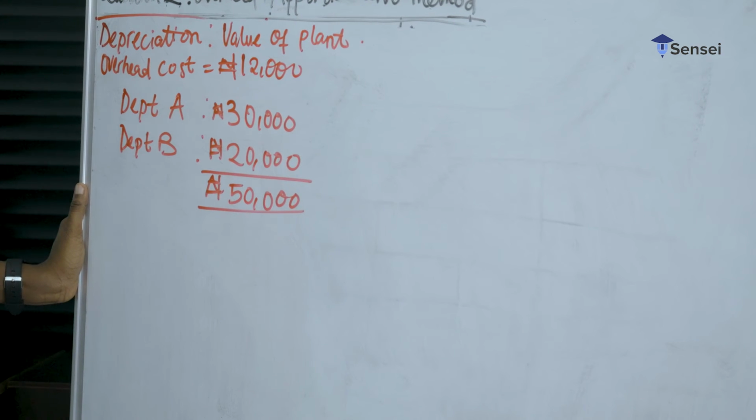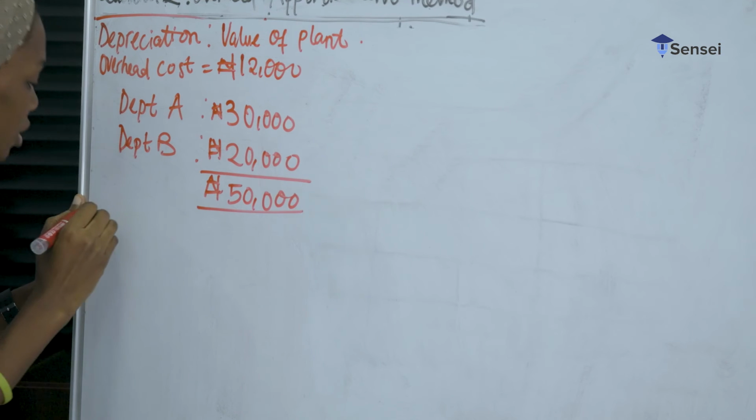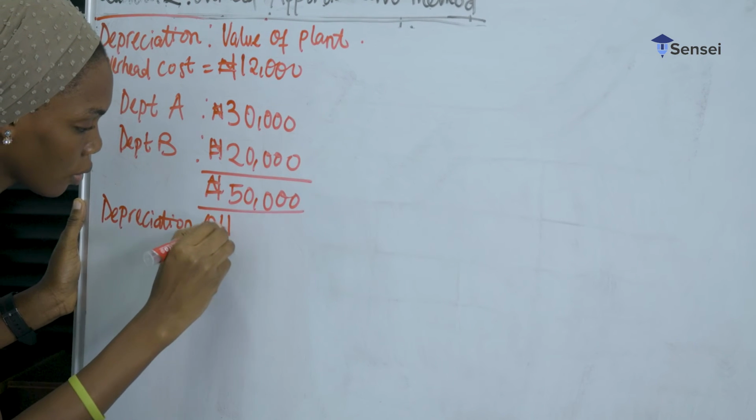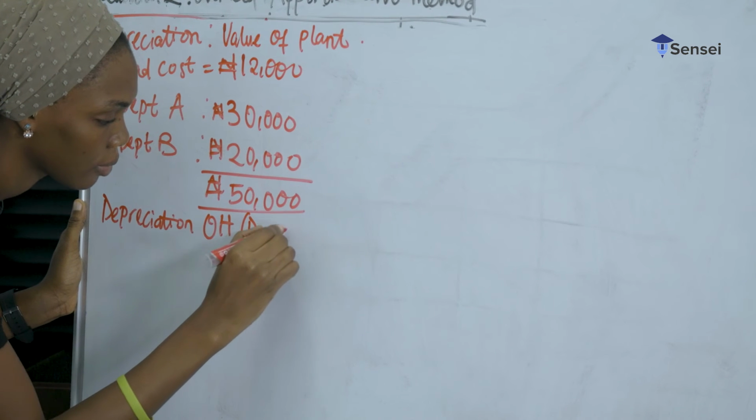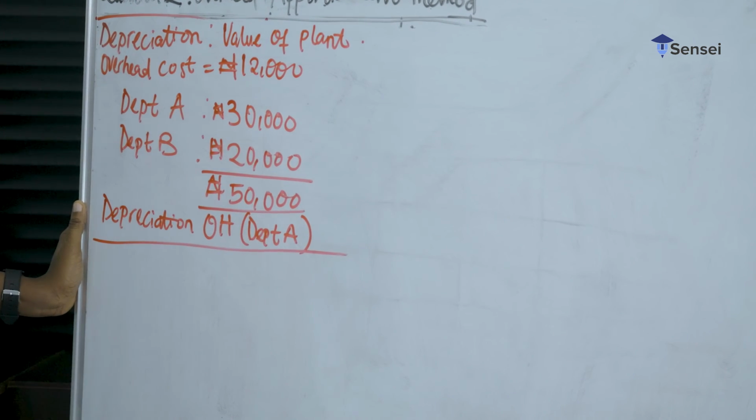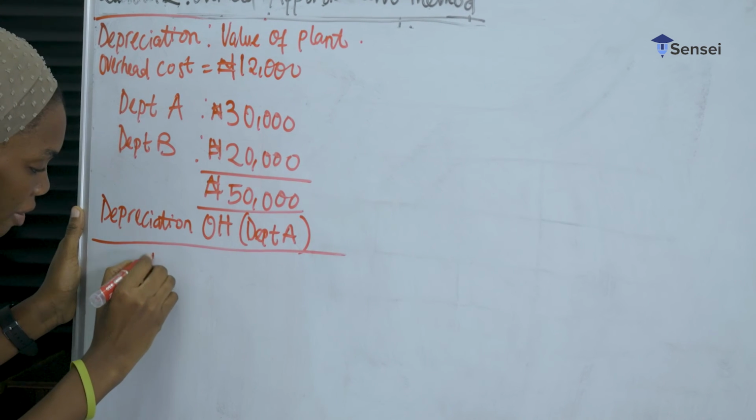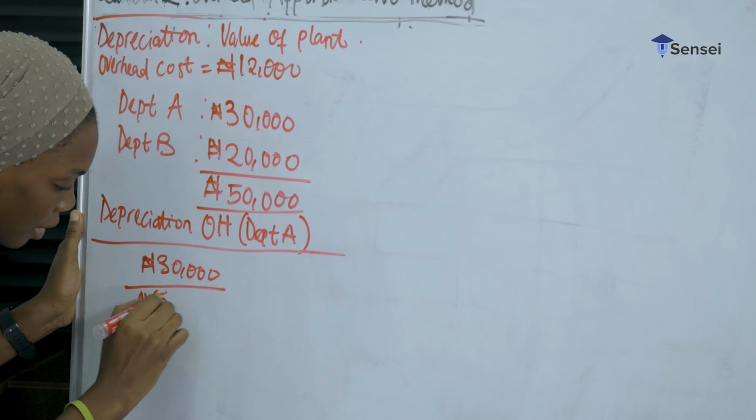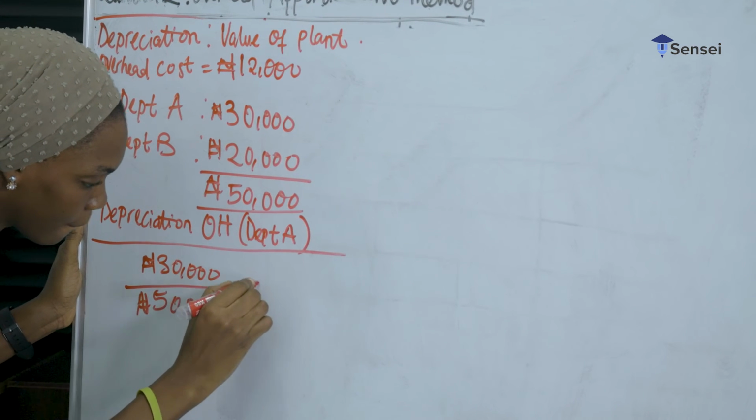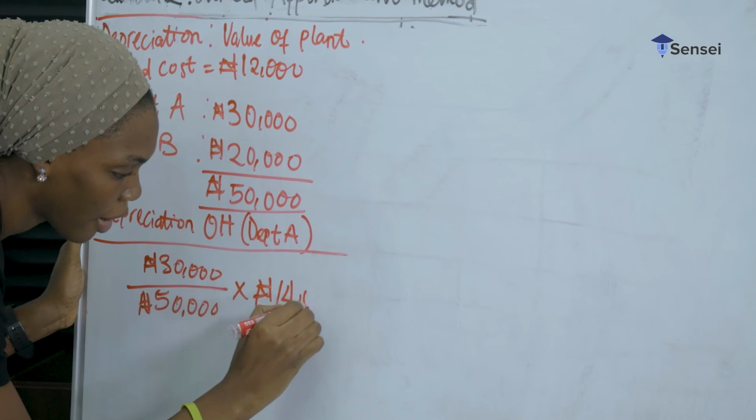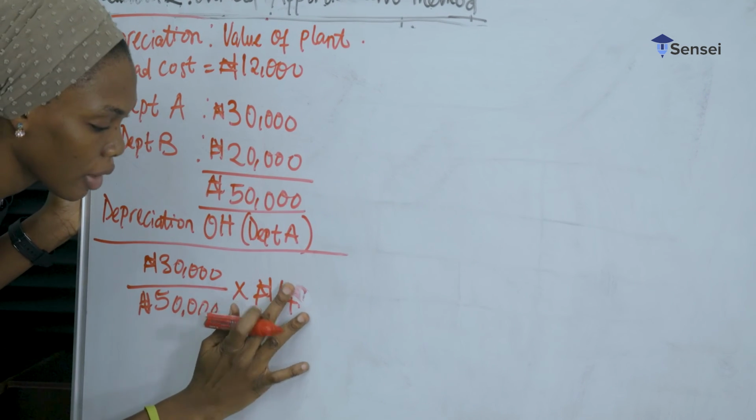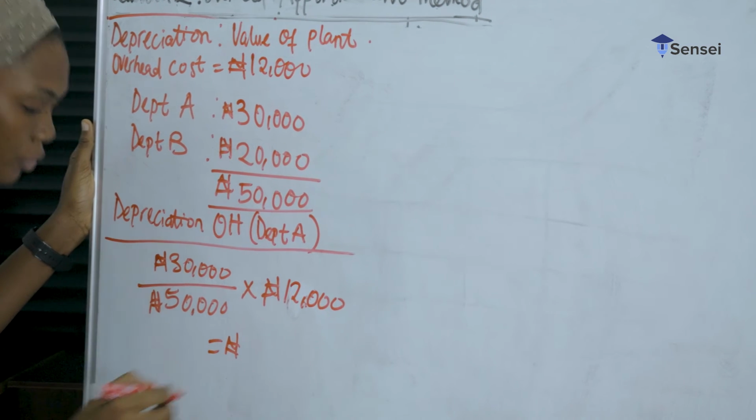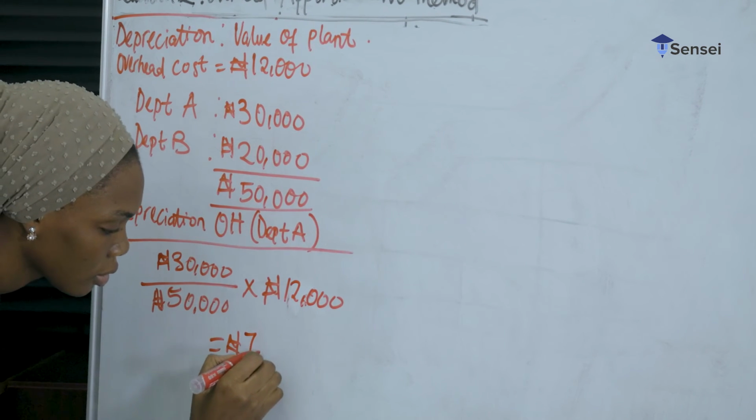So as usual, the way we did the first one, to get the depreciation overhead for Department A, it will be 30,000 naira by the total of 50,000 naira, then multiplied by the total overhead cost for depreciation, and that is 12,000 naira, which gives us a total of 7,200 naira.